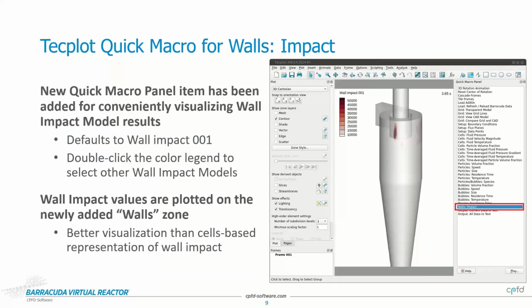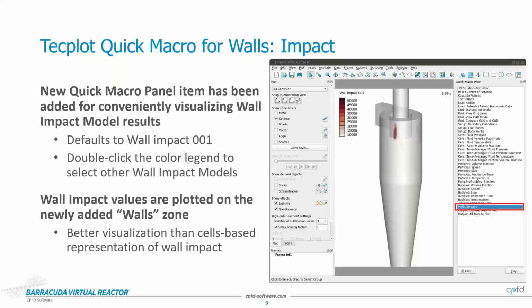To help you quickly visualize the results of the wall impact models, we've added a quick macro panel item in Tecplot for Barracuda. Its name is Walls Impact, and if you double click it, you'll get a view of the walls colored by the results for the first defined wall impact model in your project. If you want to see the results of the other wall impact models, you can double click on the contour legend and then you can select them like you usually would for changing variables in Tecplot.